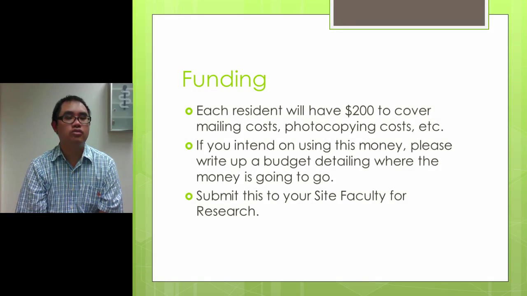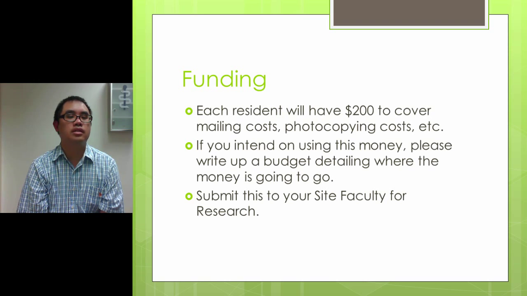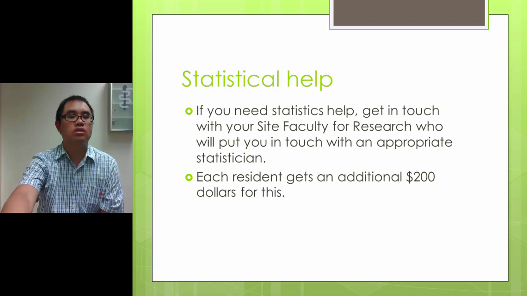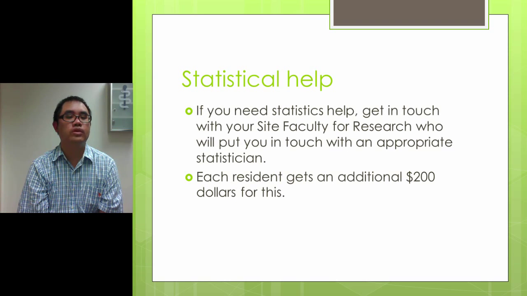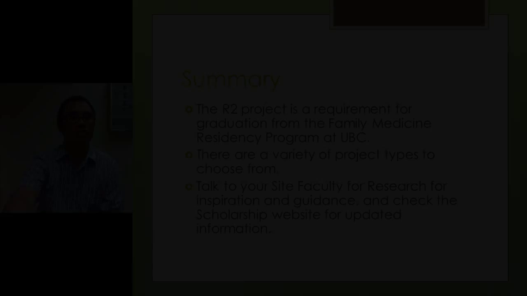As for funding, each resident will have about $200 to cover mailing costs, photocopying costs, and other costs related to the project. If you intend on using this money, please write up a budget detailing where the money is going to go and submit this to your site faculty for research. If you need help with statistics, get in touch with your site faculty, who will put you in touch with an appropriate statistician. Each resident gets approximately $200 for this.